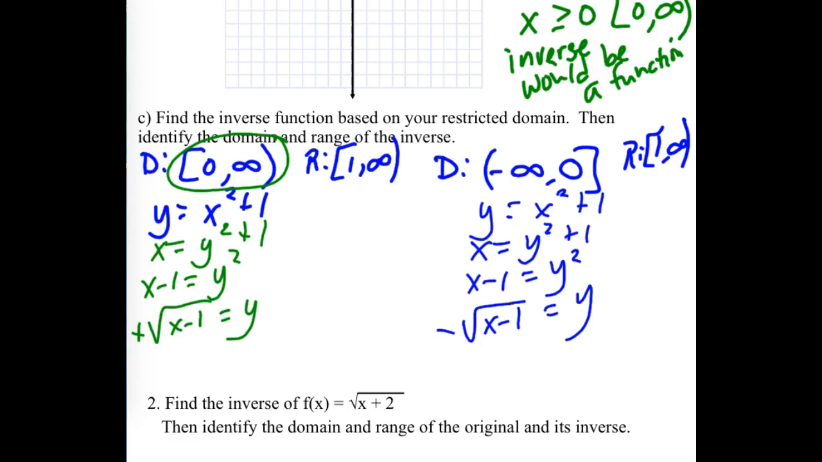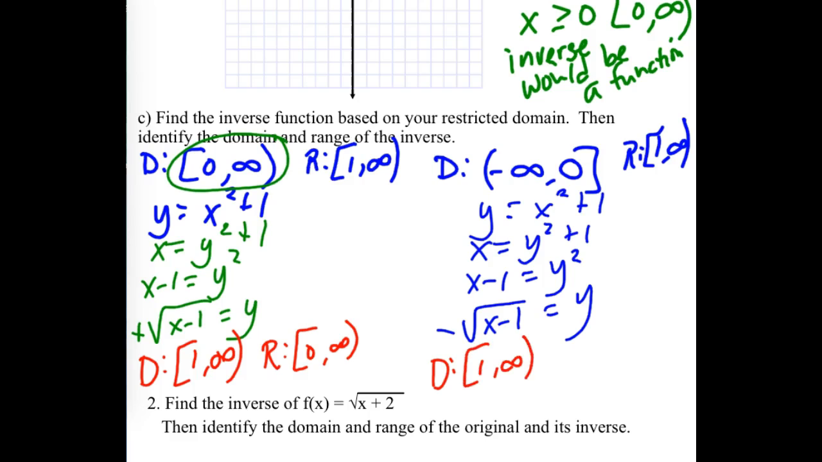So for this one, my domain is what I used to have for a range, okay? So 1 to infinity. And my range is what I used to have as my domain, 0 to infinity. Okay? Same thing on here. I'm just going to flip them. So my domain is what I had for range, and my range is what I had for domain.